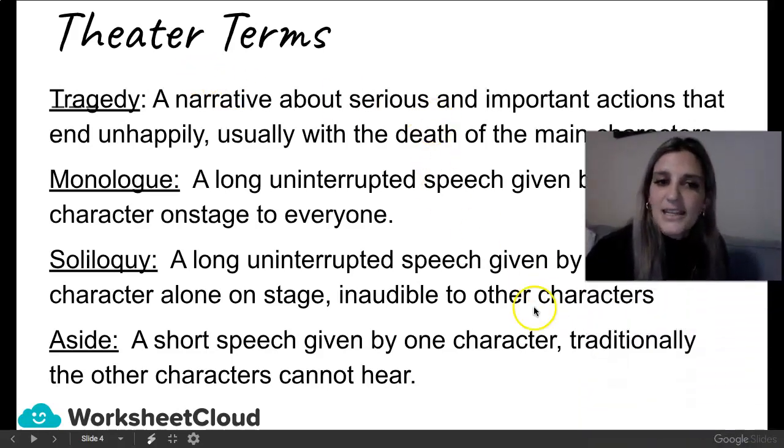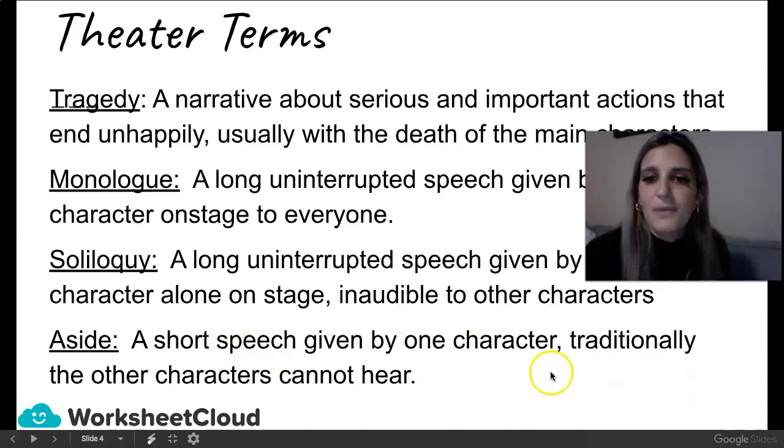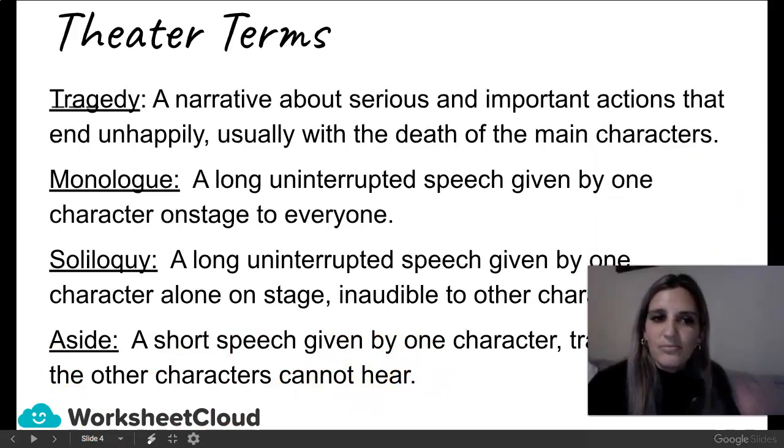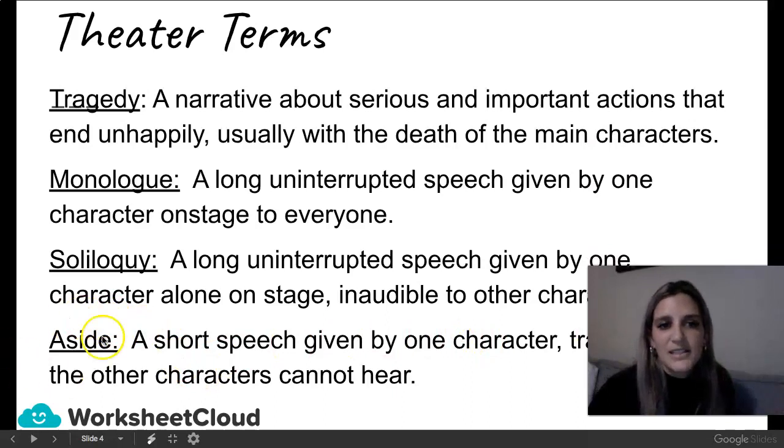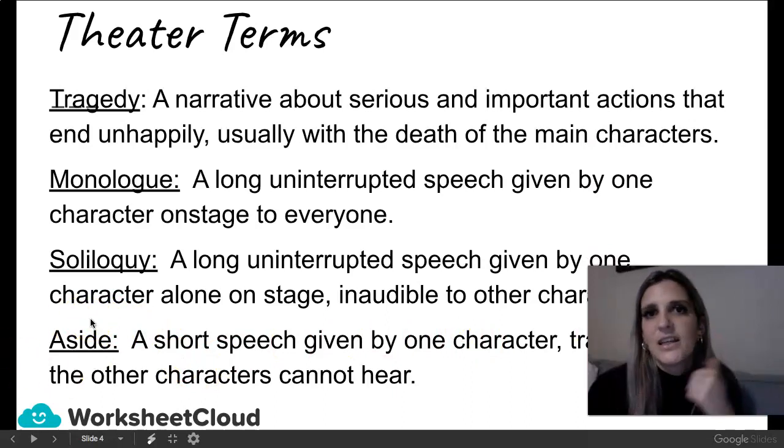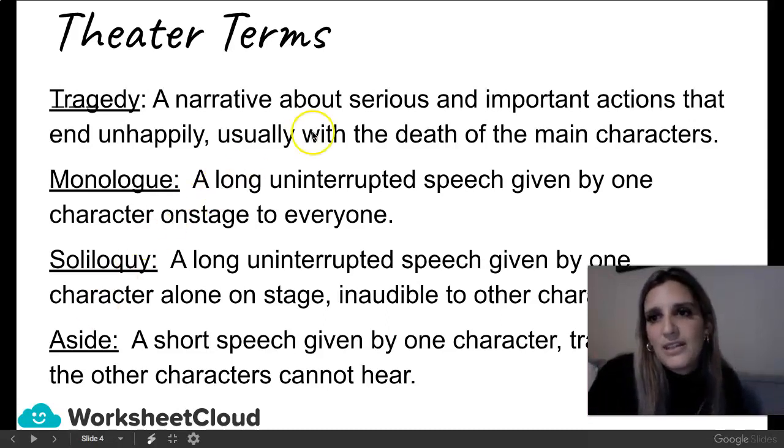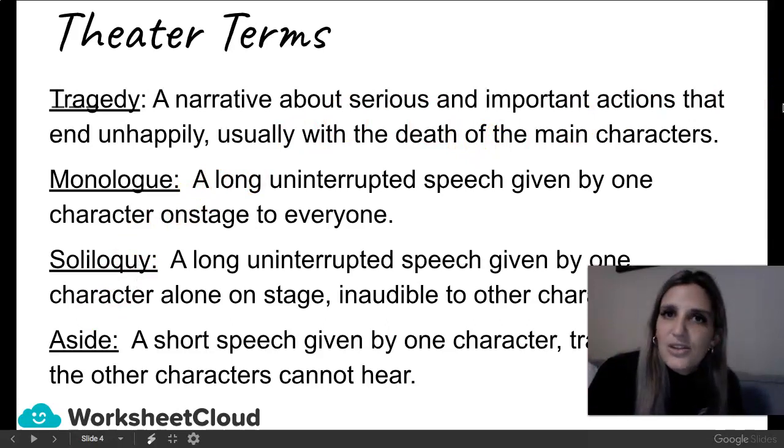An aside is a short speech given by one character. Traditionally, the other characters cannot hear. So an aside will normally be in brackets. It will say Romeo's name and then it will say aside into whoever he's talking to. And that's just so that the other characters on stage don't hear what he's saying, or if we want to know his thoughts.